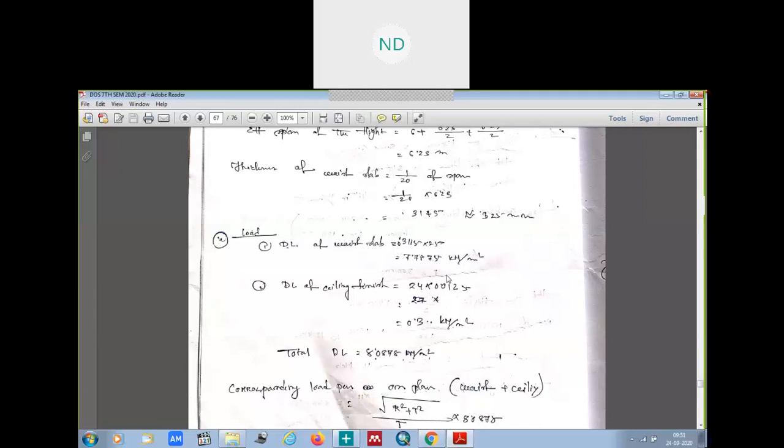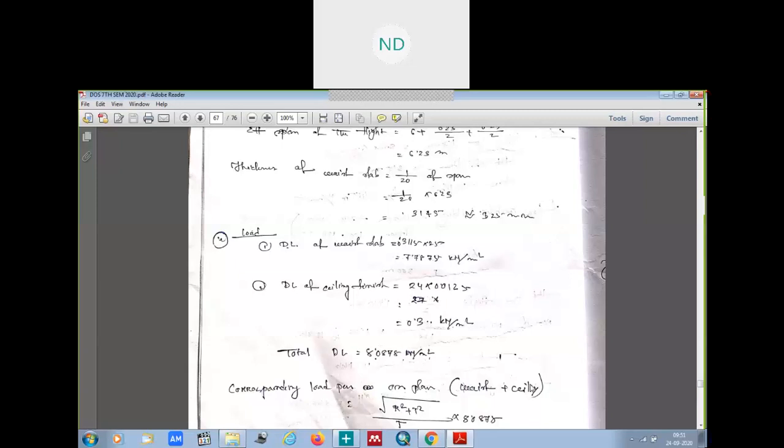The ceiling finish, sorry, was given to us in the question as 12.5 mm thick, so in meters it is this much. So the dead load of the ceiling finish comes out to be 0.3 kilonewton per meter square. Now the dead load from the waist slab plus the ceiling finish comes out to be 7.7875 plus 0.3 kilonewton per meter square. So the total dead load will be this much.